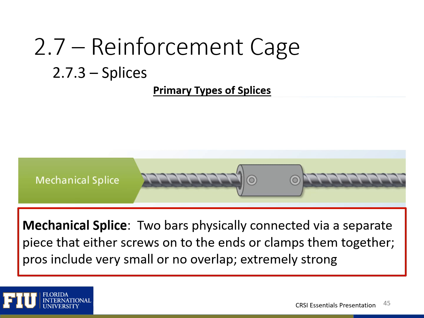These splices can be advantageous in congested areas, but they are typically more expensive than lap splices. Also, mechanical splices have tighter construction tolerances, as you need one bar to line up exactly in line with the other bar that you're splicing together. These types of splices are extremely strong, however.